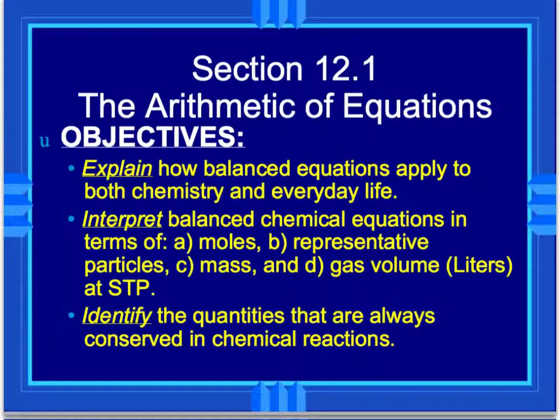Our formal objectives in this first video are to explain how balanced equations apply to both chemistry and everyday life, and we sort of did that a little with our introductory questions. We also want to interpret balanced chemical equations in terms of moles, representative particles, mass, and gas volume. This is probably the most important objective that you're going to need for this video. Then we also want to identify the quantities that are always conserved in a chemical reaction. This is a good factoid for your test and for general understanding about what's going on in stoichiometry.